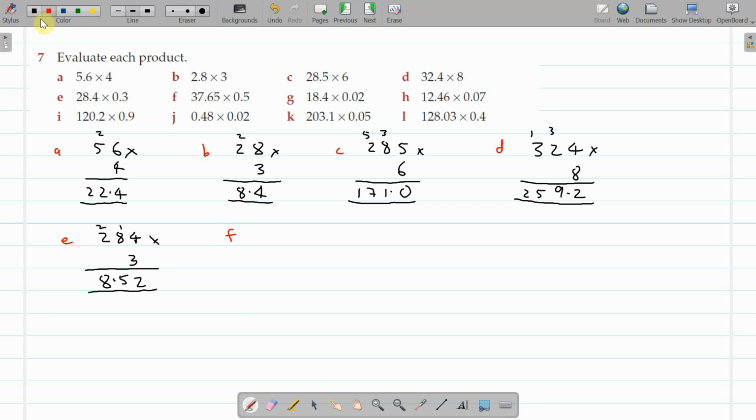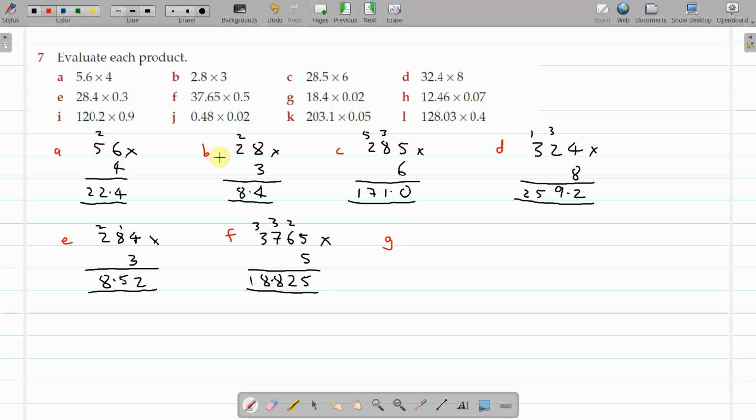F. Okay. 37.65 becomes 3765. 0.5 becomes just 5. Okay. 5 times 5, 25. 5 times 6 is 30, plus 2 is 32. 5 times 7 is 35, plus 3 is 38. 5 times 3 is 15, plus 3 is 18. And we're dealing with two decimal places there and 1 there. 2 plus 1 is 3. 1, 2, 3. There it is.